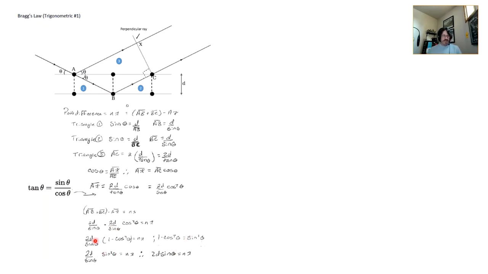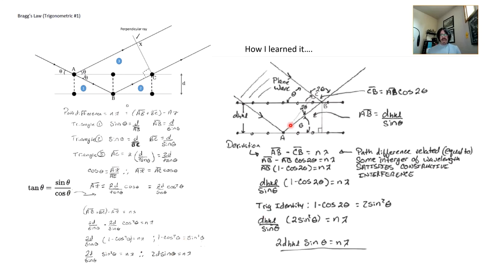Anyway, you can then get Bragg's law that way. This is the way I learned it. I mentioned, I think I did mention it earlier, that I learned it with laser scatterometry. Again, another trig identity. It's the same one, but a different derivation.